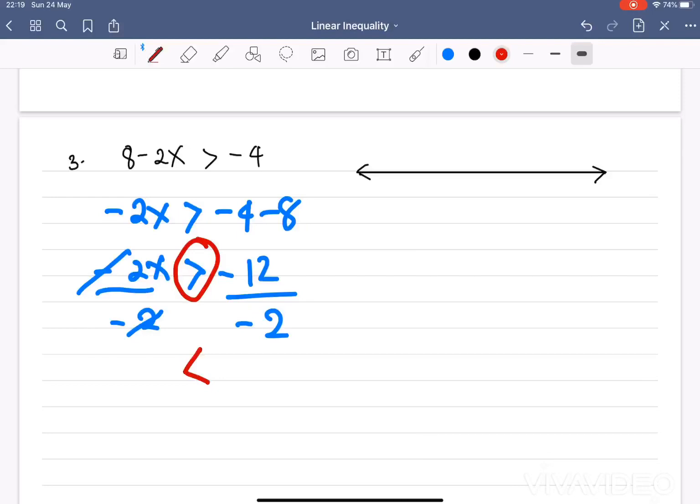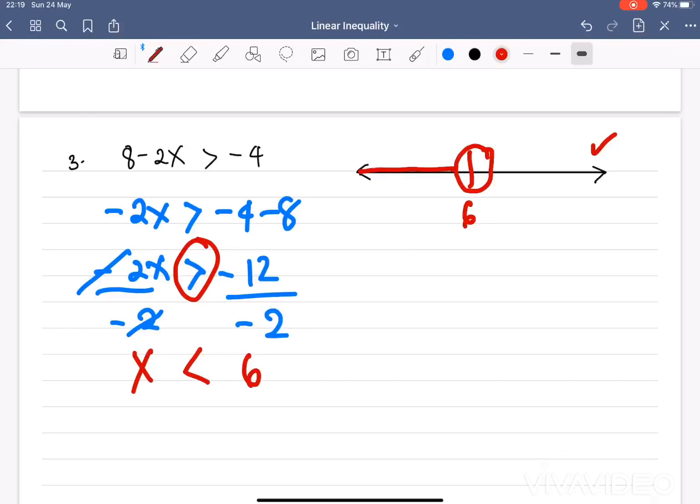So what's left here now is x, and negative is positive 6. So our x should be less than 6. To sketch the graph here, if this is 6, 6 is not included, so it's an open circle. It says that x is less than, so going to the left of the number line. So that is now the graph of the inequality.